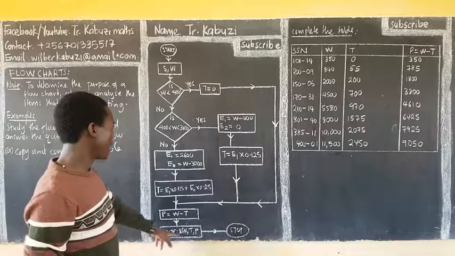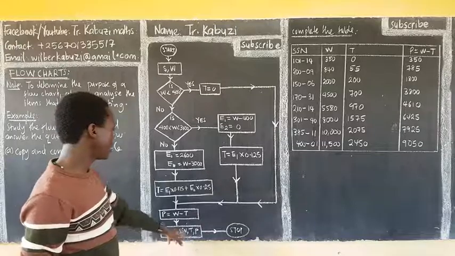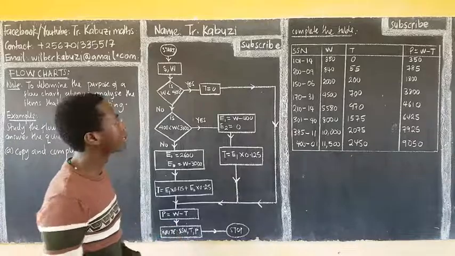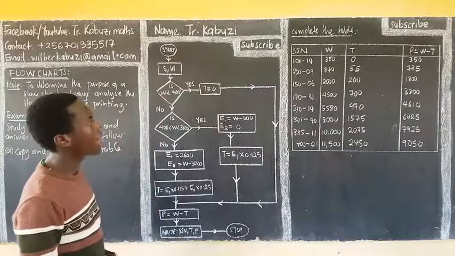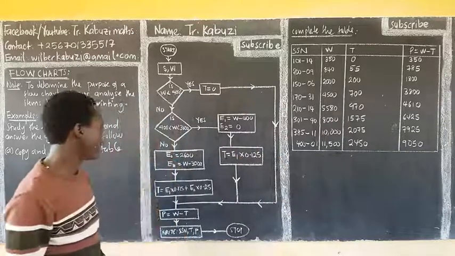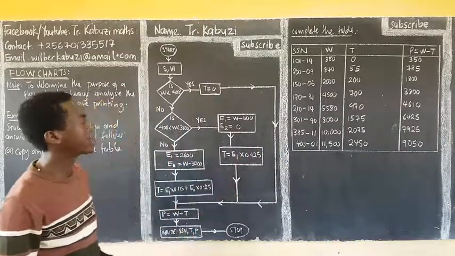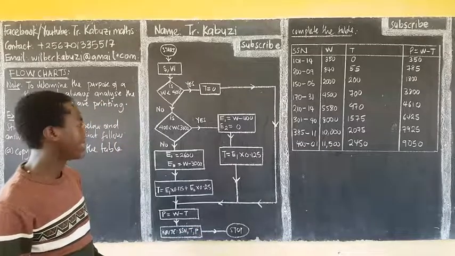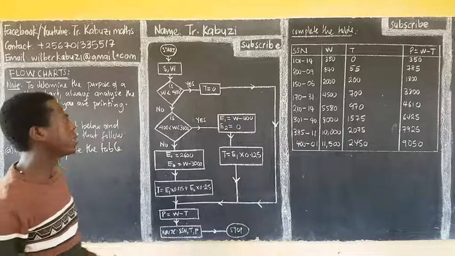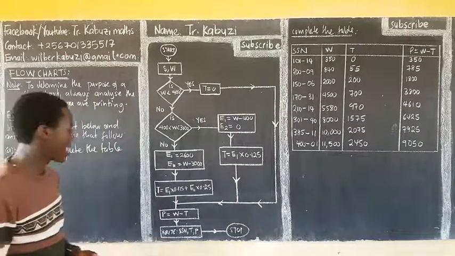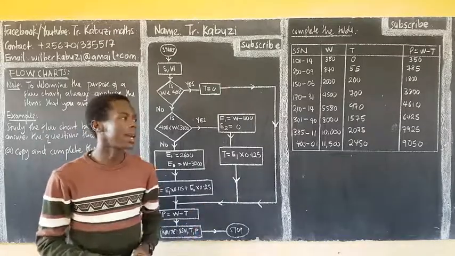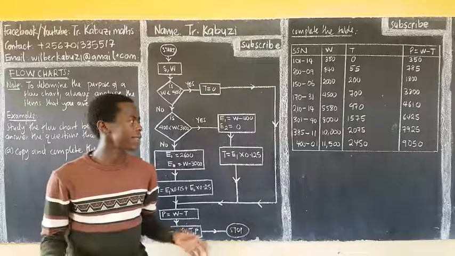Then, after that, they are telling us to write S, T, and P after getting all the values of P. So our T, you see our T is there, then the P. I think that's the numbers. We copy and complete the table. So I have completed the table. So that's it. I wish you well. Now we are going to see how we come up with a flowchart if they are giving us a word problem.